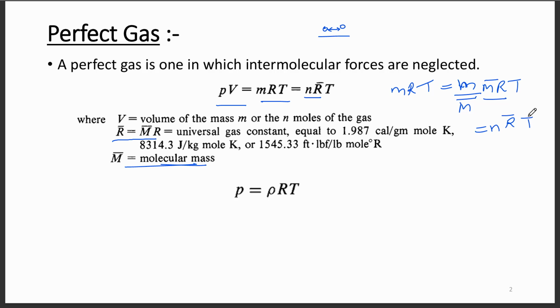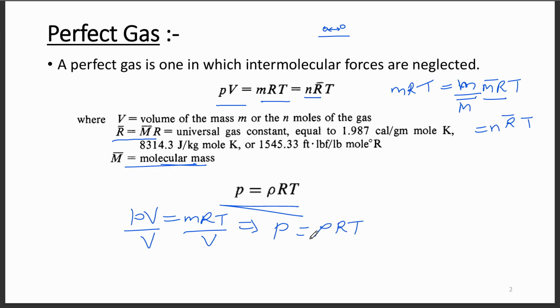This perfect gas equation can also be written in many different forms. One form is P equal to rho RT. How do we get it? Let's come to this equation, PV equal to mRT. If we divide both sides by V, then the left hand side will become P, and on the right hand side, m upon V is what? Density. So it will become rho RT, where rho is the density.